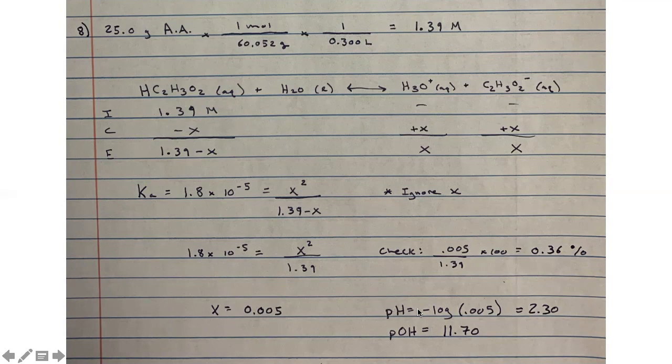So my pH is equal to the negative log of my concentration of hydronium, which is equal to 0.005. When I do that calculation, my pH comes out to 2.3. And so I can use the relationship between pH and pOH, right? They always add up to 14. I can use that to pretty quickly find that my pOH is 11.7.